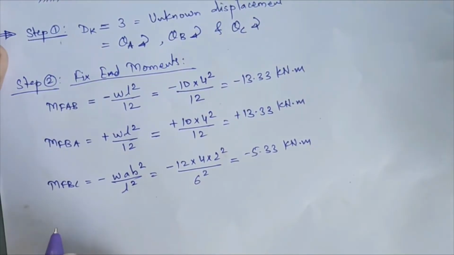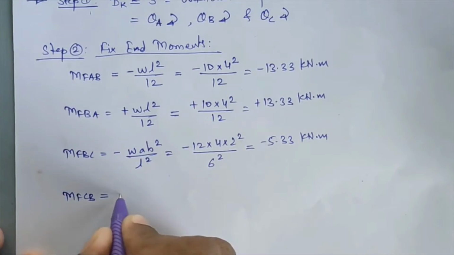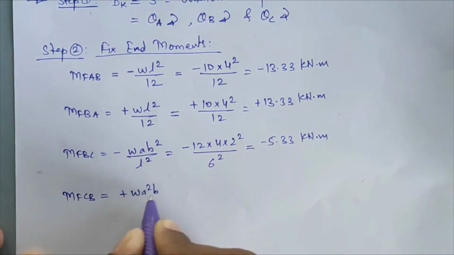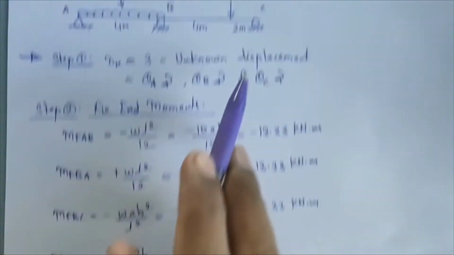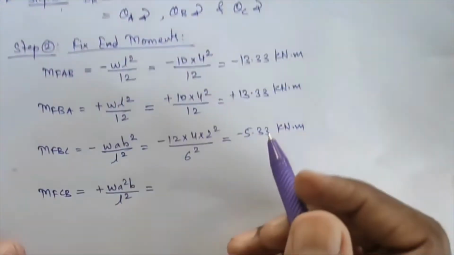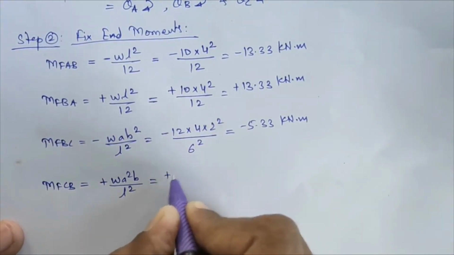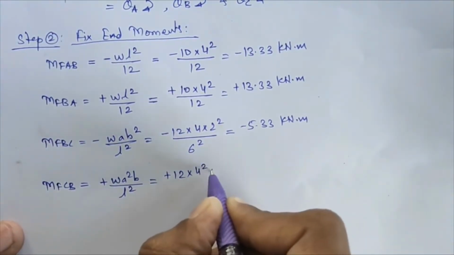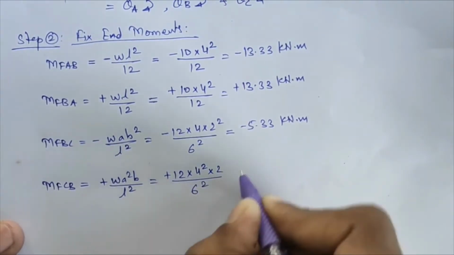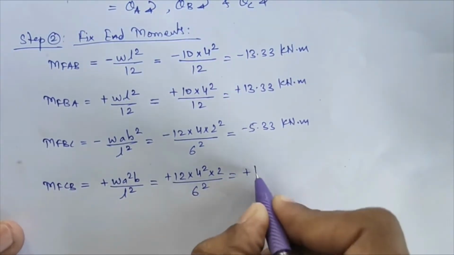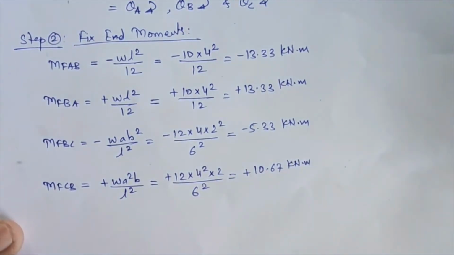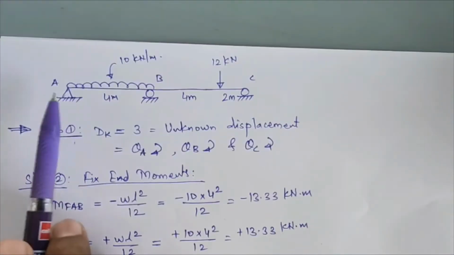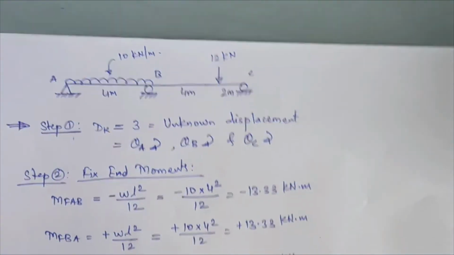Next fixed moment, MFCB. MFCB is equal to plus W a square b divided by L square. You must not interchange the values of a and b. a remains 4 and b remains 2 itself. So this is plus 12 into 4 square into 2 divided by 6 square, which comes equal to plus 10.67 kilonewton meter. So these are all the fixed moments for joints A, B and C, considered as fixed.